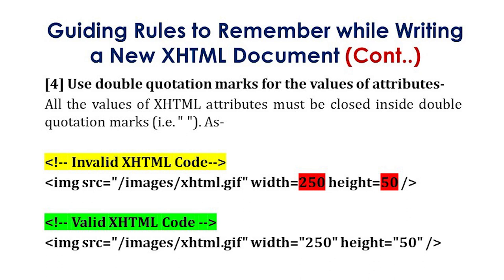So in the first line, with this example which is shaded by yellow color, this is invalid, right? Width 250 is not enclosed inside inverted commas, and height also is not enclosed. Or see in the next line, there is a proper attribute with inverted commas. So that is the important point.